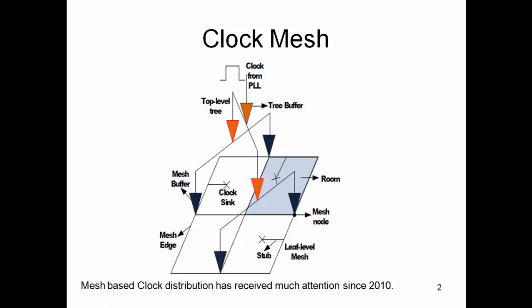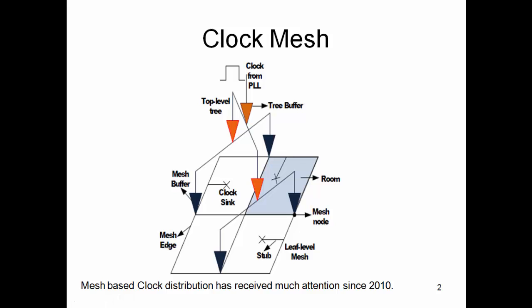The mesh buffers are in turn fed by a top level tree. So typically the clock mesh is never used as a standalone method of distributing the clock. The mesh is always used with the tree, so often it's called the tree driven mesh. Instead of just being called a clock mesh, it's also called a tree driven mesh. So we have the clock from the PLL distributed through a top level tree and reaching the mesh buffers, and from the mesh buffers it gets distributed to the clock sinks or the flip-flops.